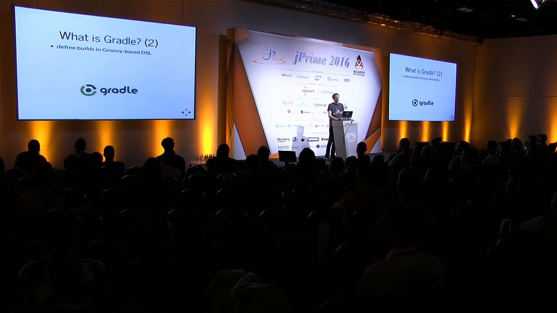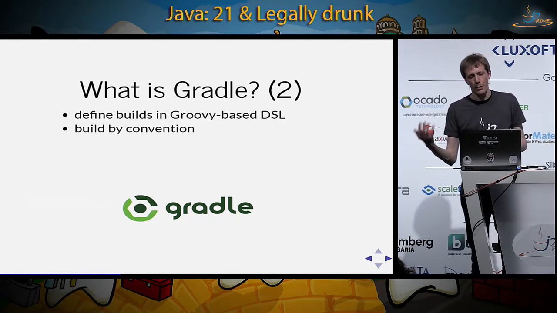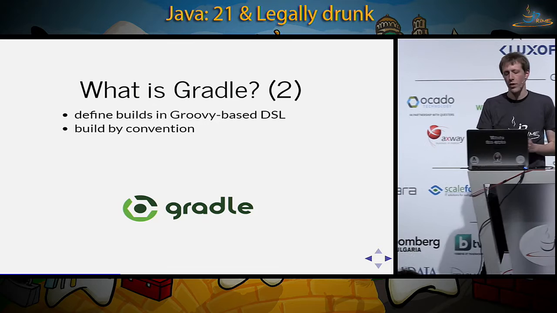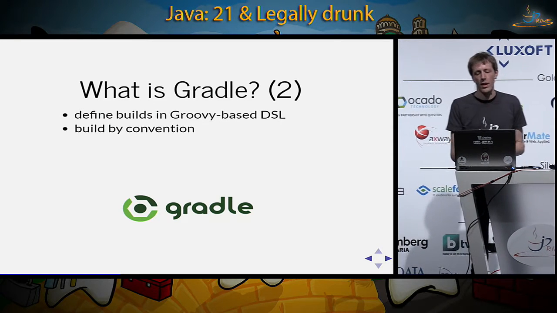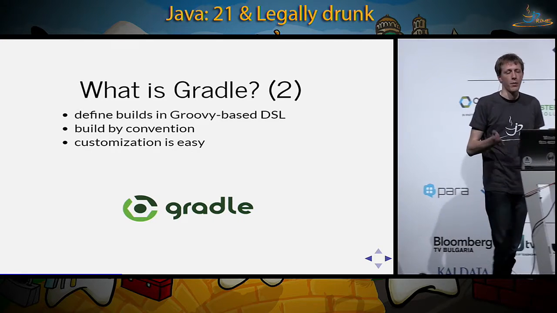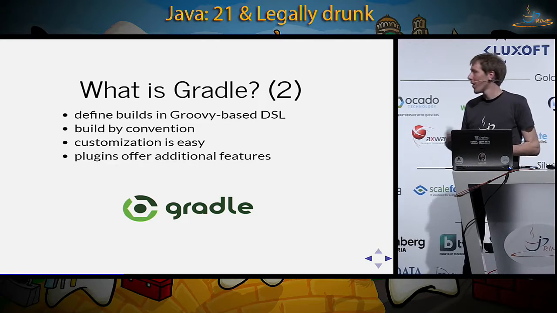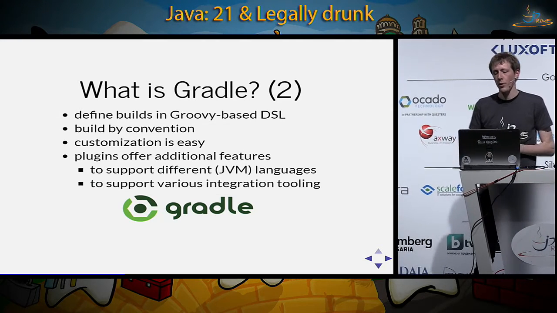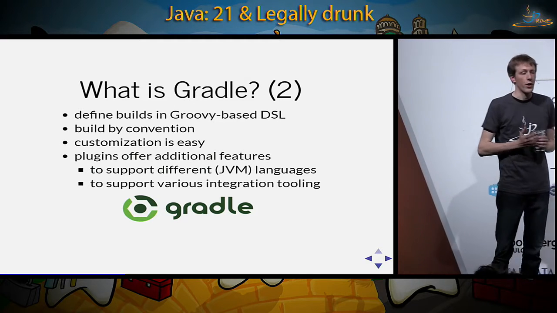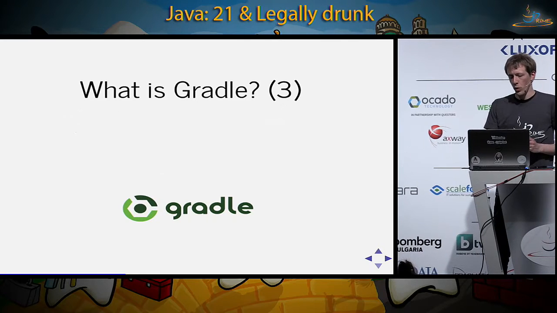So what is Gradle? I already touched upon this briefly. You can define the build in a Groovy-based domain-specific language, and it uses build by convention. So please specify as little as possible to make sure that you can build your project quickly and with a limited amount of lines of code. Customizing is very easy. You could just override a bit of a convention and put your own value in it. And if you want additional features that the basics of Gradle don't support, you can plug in some plugins, and they offer additional features. There are two types of plugins. You could use a plugin to support another JVM language, like Groovy or Scala or Kotlin. Or you could use one to support some integration tooling, like JaCoCo for your code coverage, or Sonar, or FindBugs, or what have you.